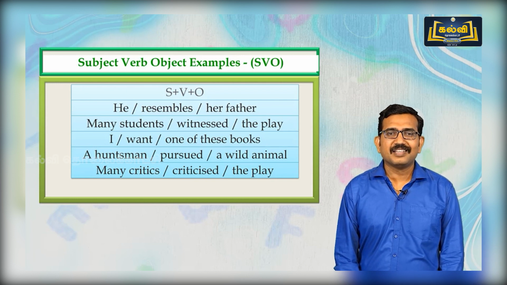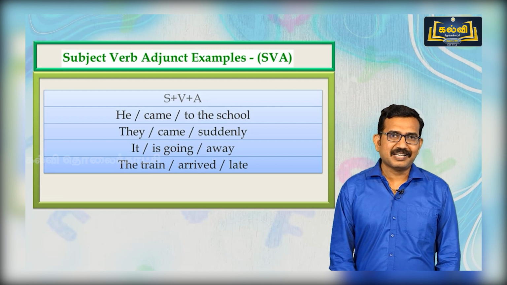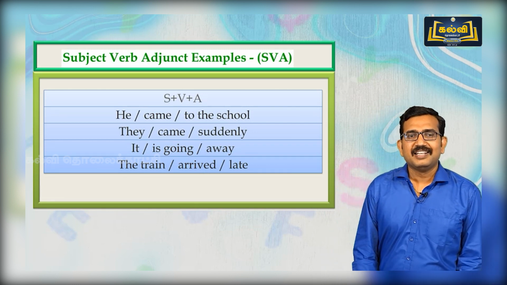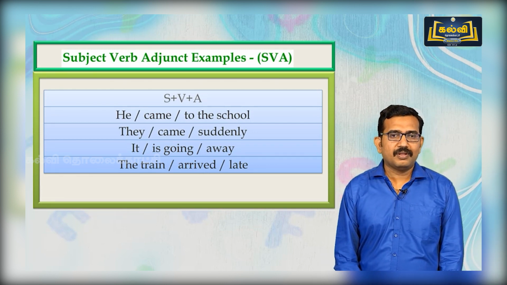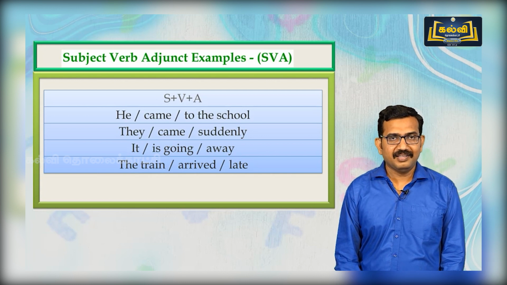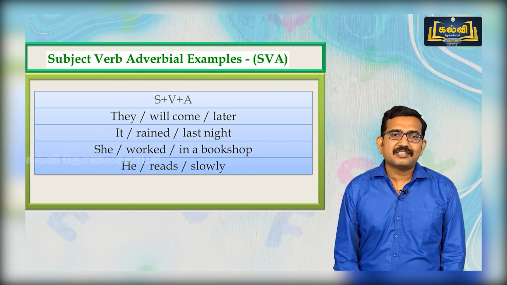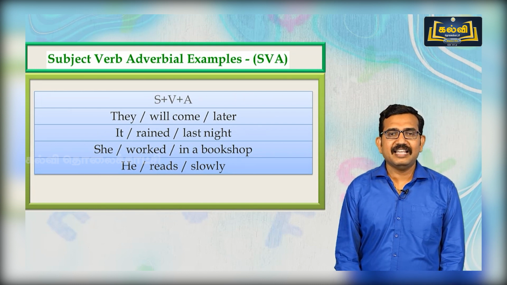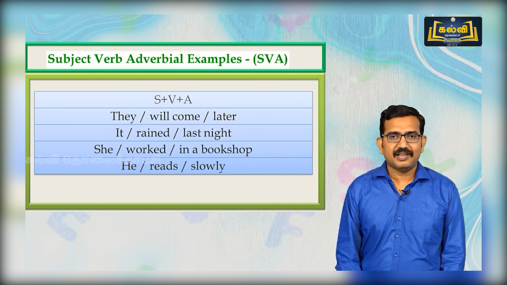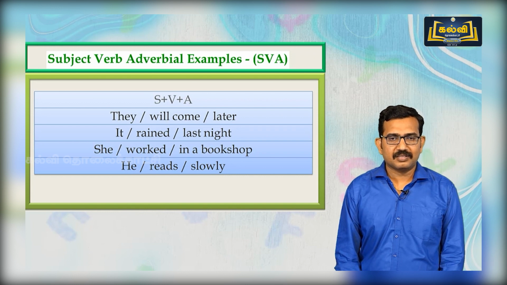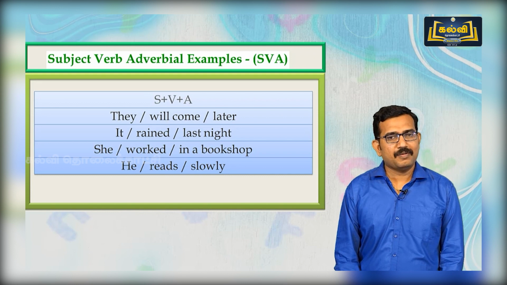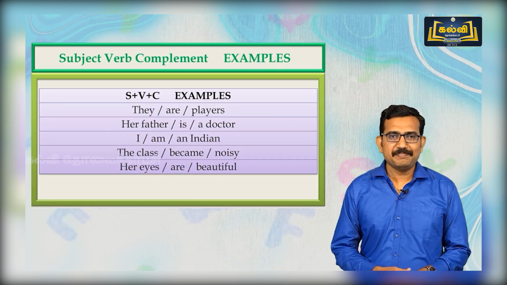Many critics criticized the play. So next we'll move on to some examples for SVA. He came to the school. They came suddenly. It is going away. The train arrived late. Some more examples for this. They will come later. It rained last night. She worked in a bookshop. He reads slowly. So next is the SVC pattern.